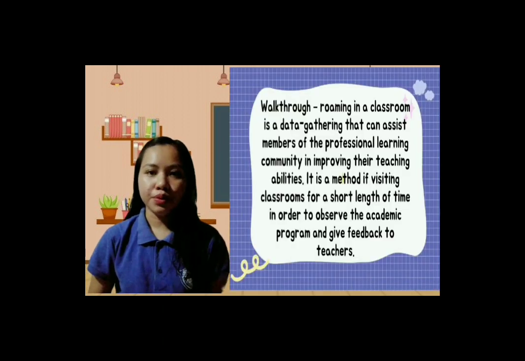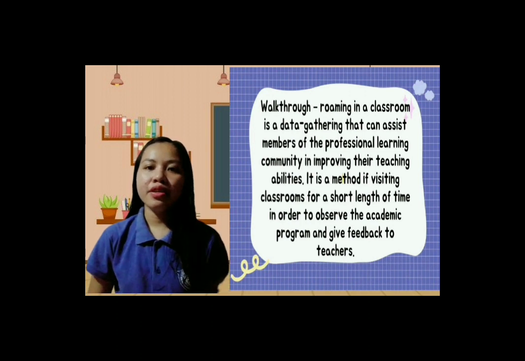Lastly, we have walkthrough. Rooming in a classroom is a data gathering that can assist members of the professional learning community in improving their teaching abilities. It is a method of visiting classrooms for a short length of time in order to observe the academic program and give feedback to teachers.